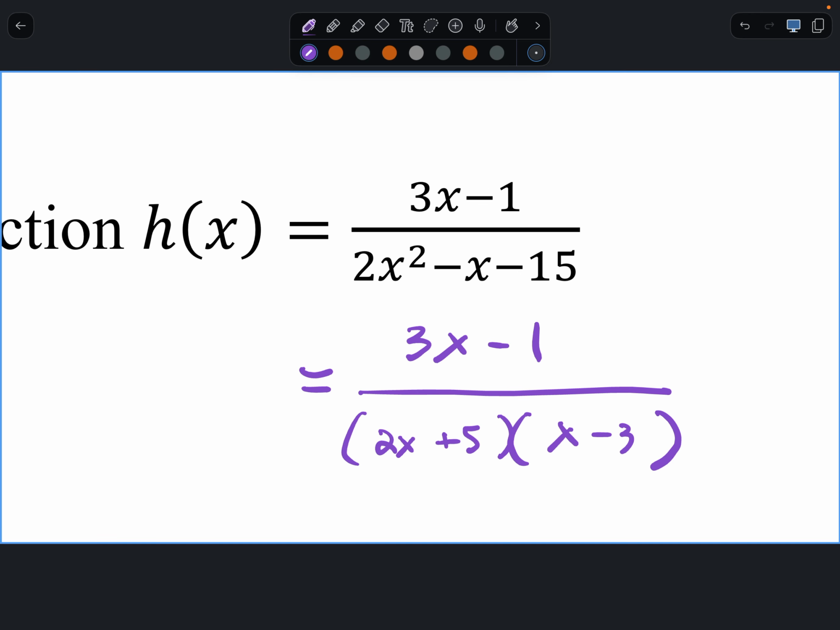I think you thought it was x squared. I did guess and check. I think I factored this correctly. Yeah, that's right. Okay.